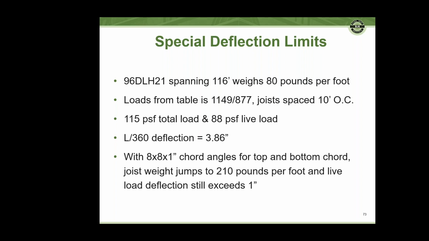We know that live load out of the table gives an L over 360 deflection. In this case, for the 116 feet, it was 3.86 inches. So to limit that live load to 1 inch becomes a real challenge. And even with 8x8 by 1 inch chords, the largest angle a joist manufacturer could even possibly supply for this joist, and almost triple the weight of the joist, thus tripling the price and the cost, you still cannot reach a 1 inch limit for that 877 PLF or that 88 PSF live load.